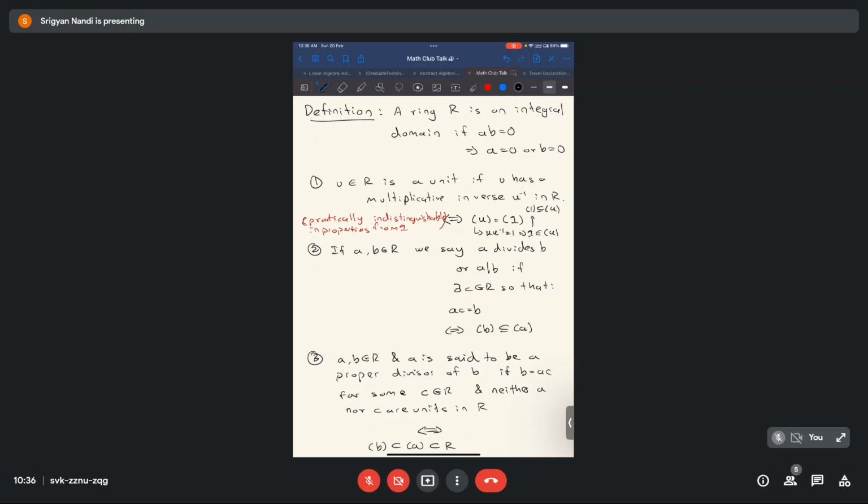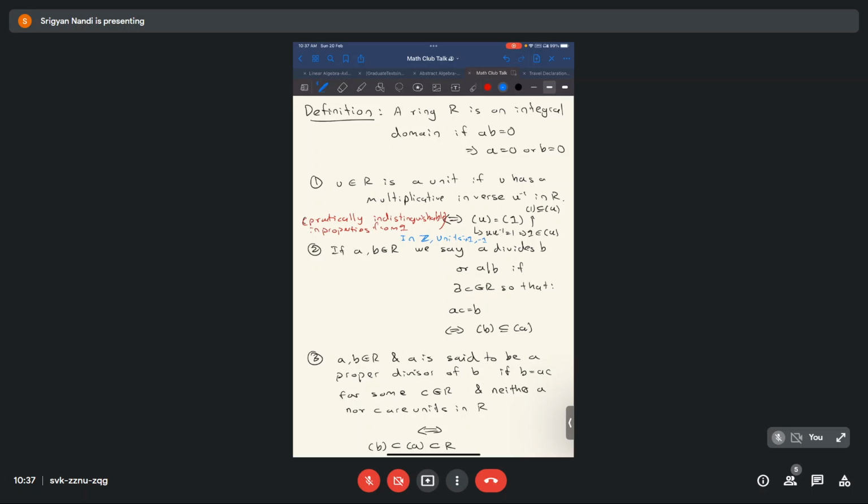And the reverse inclusion is fairly trivial to prove again. So that is a unit in R. So in the ring Z, the units are 1, plus 1, and minus 1. Z contains two units.